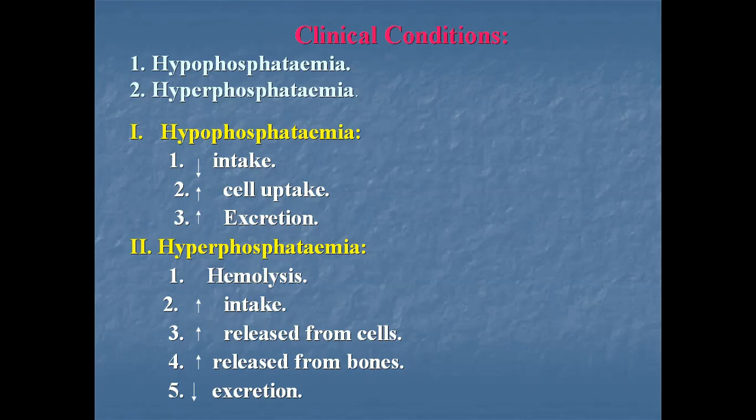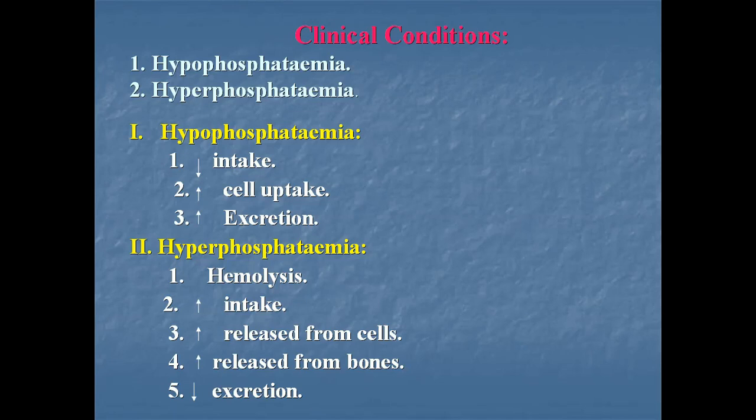Now, hyperphosphatemia. Hyperphosphatemia causes: number 1, hemolysis of RBCs and prolonged contact of plasma with RBCs. Number 2. Increased intake of phosphorus from diet and in hypervitaminosis. In hypervitaminosis, phosphorus absorption is increased, resulting in hyperphosphatemia. Number 3. Increased release from cells.